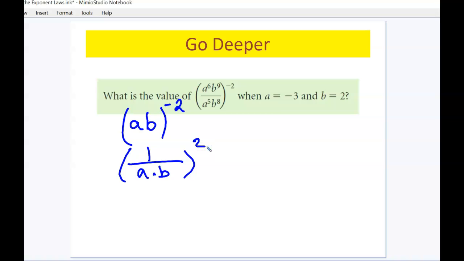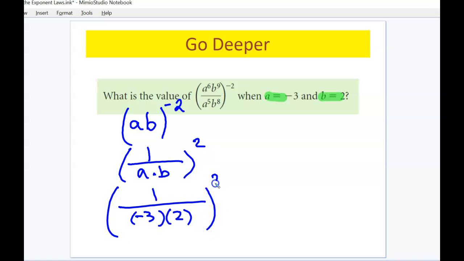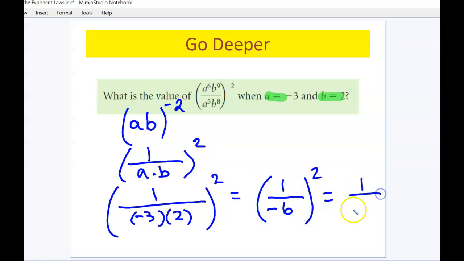And now might be a good time to substitute in my values of a being -3 and b being +2. So this is going to be 1 over -3 times +2, and this is still all squared. So this ends up being 1 over -6 all squared. 1 squared is 1, -6 squared is 36, and that would be my final answer.